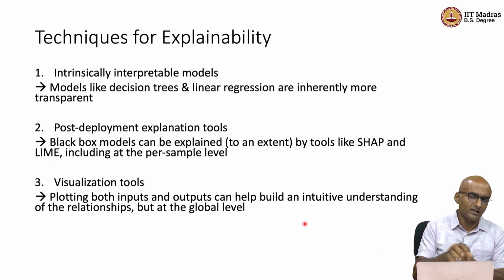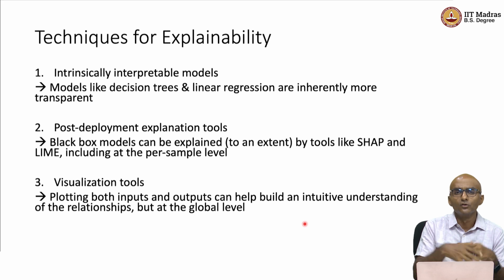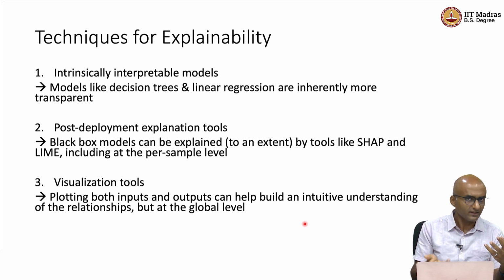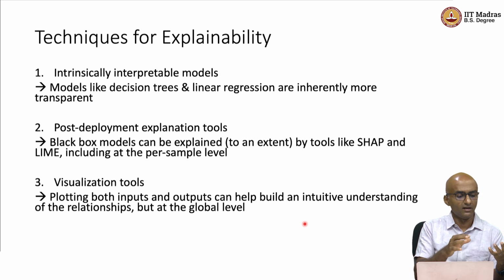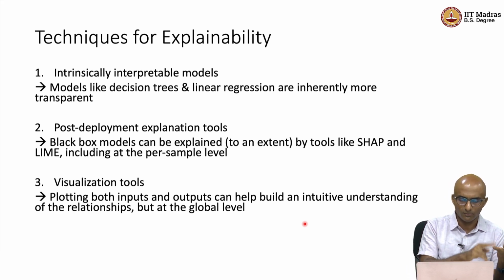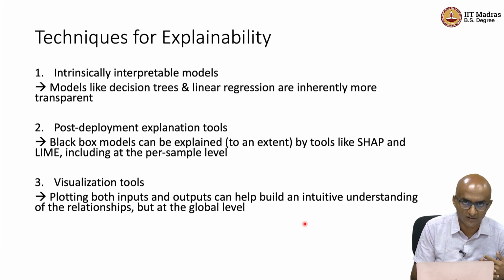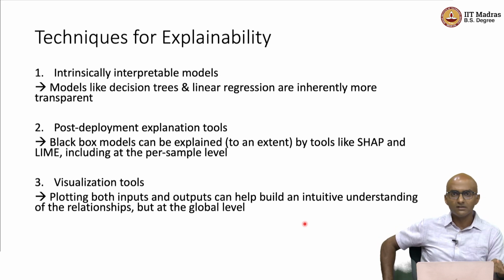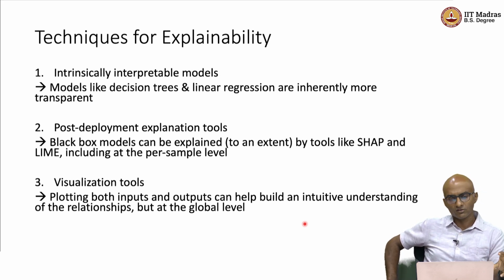So what are the techniques for explaining AI? First is you use models which are fundamentally interpretable. So intrinsically these models are interpretable. The examples are decision trees, linear regression. The catch is obviously the power of these models is lesser compared to some of the more complex models, but at least these models are interpretable. That's point one. Second is you can use post-deployment explanation tools, which means the models have been built with accuracy as the metric or standard metrics that you normally use. And then these black box models can be explained to an extent using proxies by tools like SHAP and LIME. We'll take a look at those tools in a couple of slides, right?